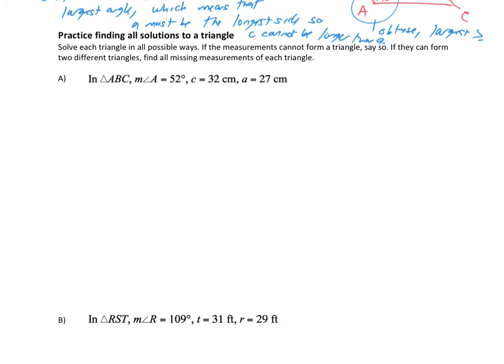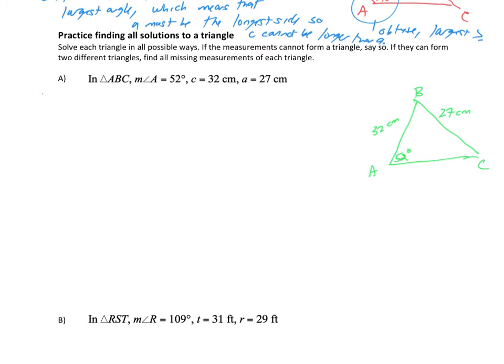Okay, so I'm going to go ahead and sketch a triangle. So I've got triangle A, B, C. Measure of angle A is 52 degrees. Side length C is 32 centimeters. Side length A is 27 centimeters. And now we'll begin. Notice that we do have side-side-angle, right? So we're going to be careful when we're using the law of sines here.